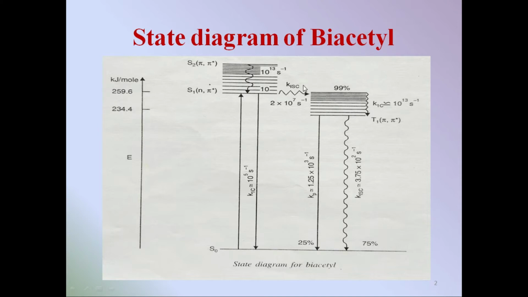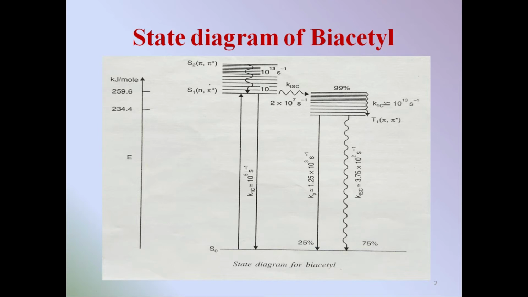The radiative lifetime for fluorescence is of the order of 10 raised to minus 5 seconds. It indicates that the lowest excited singlet state S1 is due to n to pi star transition. The value of phi f, that is the quantum yield of fluorescence, indicates that only 1% of initially excited molecules are capable of emission with a rate constant of 1 into 10 raised to 5 per second.